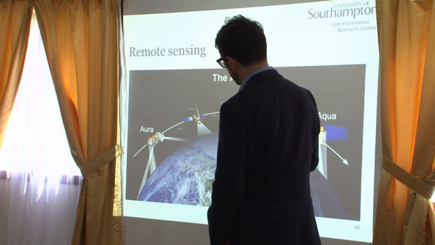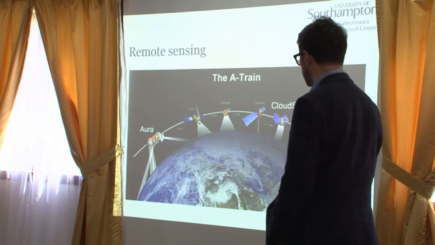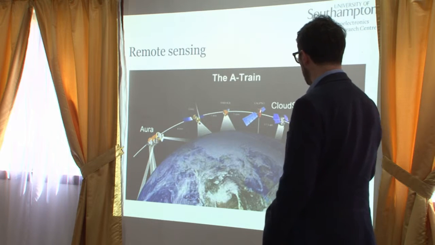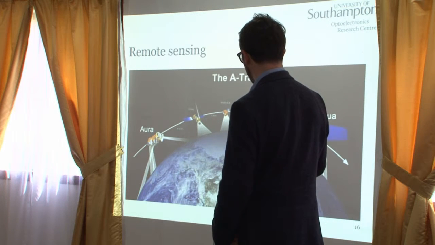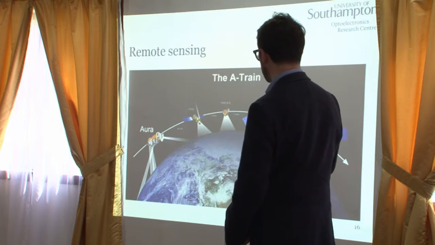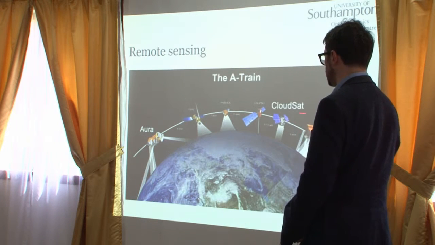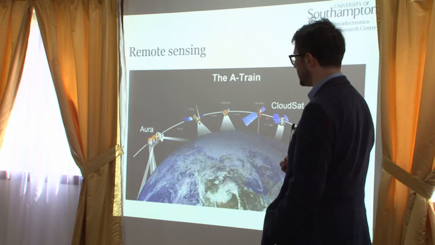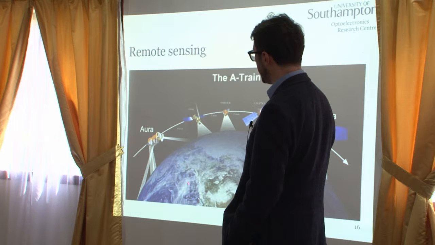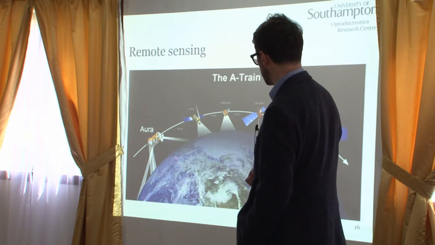And there is one that is called the A-Train, which is particularly famous because it monitors the water content in the air and the water content down on the ground. So in principle, using this train that is constituted by 6 satellites, it's possible to determine the water content at different levels in the air.